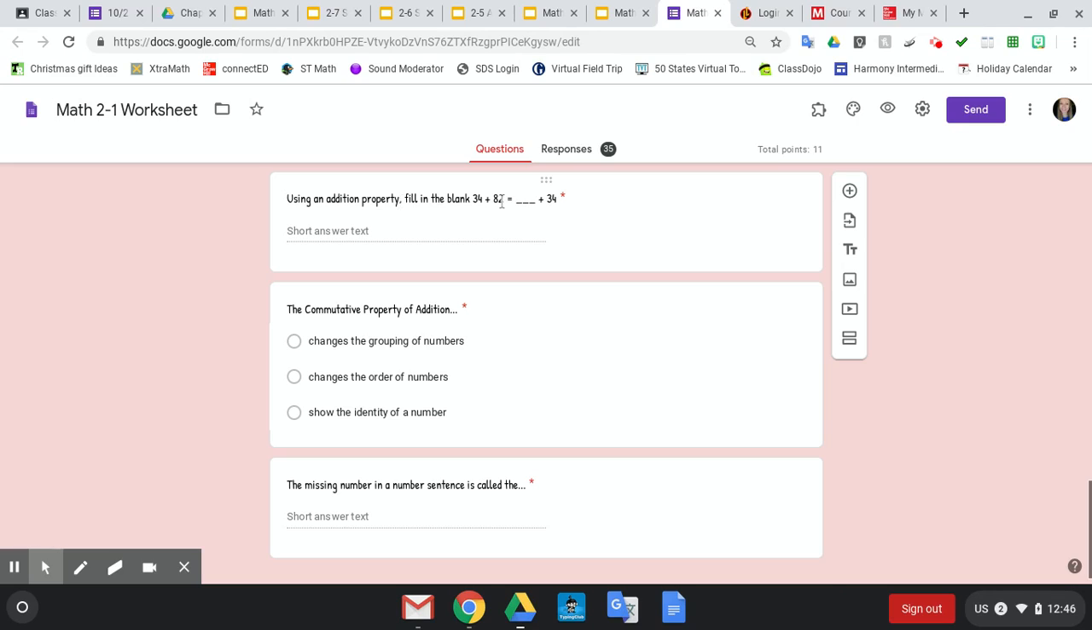Using an addition property, fill in the blank. 34 plus 82 equals blank plus 34.